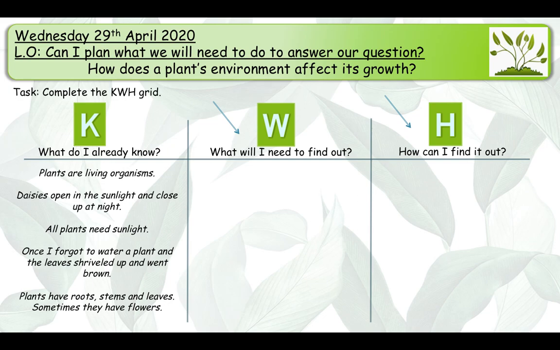You could get a pen, pencil, ruler and piece of paper and draw the KWH grid out. Remember, you don't need to fill in the K part. You can just draw the W and the H part because we've already answered that bit with our videos. Then you can write in your W and H part either on paper or go to your Dojo portfolio and journal it there. So type into your portfolio what you'll need to find out and how you can find it out.